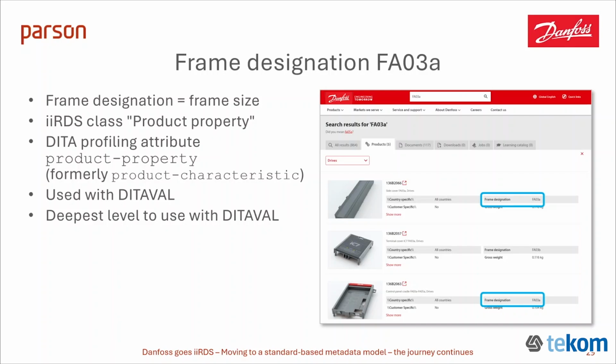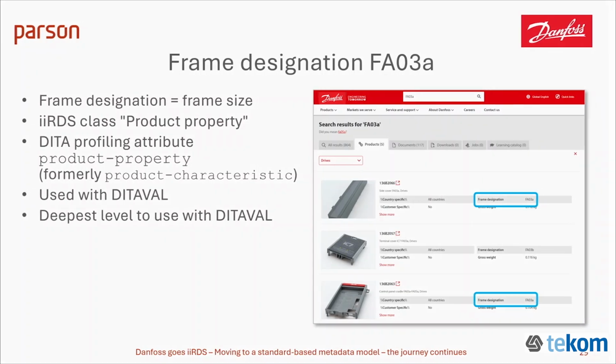For this, we defined the corresponding DITA profiling attribute with the same name. And Danfoss uses this profiling attribute for filtering in IXIA CCMS using the DITA mechanism, the DITA val files. Actually, the product property is the deepest level they use for filtering information in the technical documentation. And you see, we are looking at this specific frame designation size FA03A. This is where it shows up in the product catalog on the website.